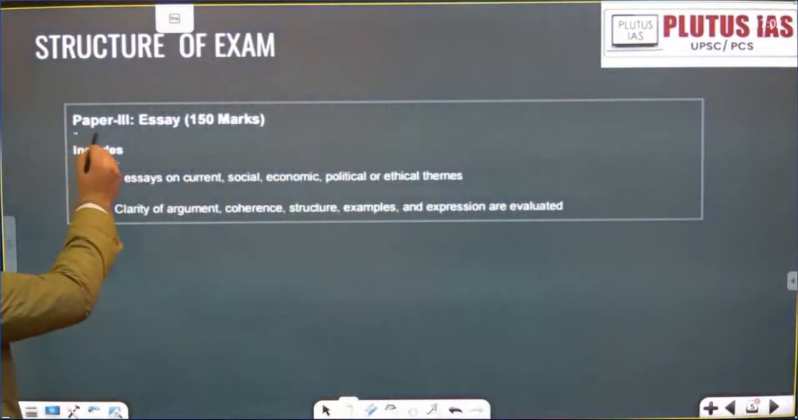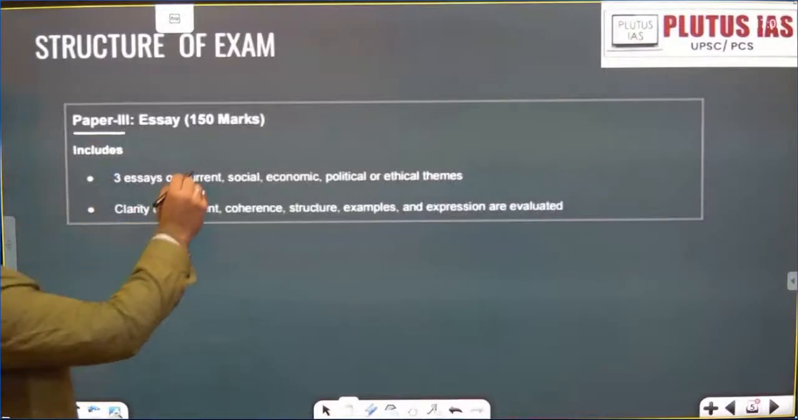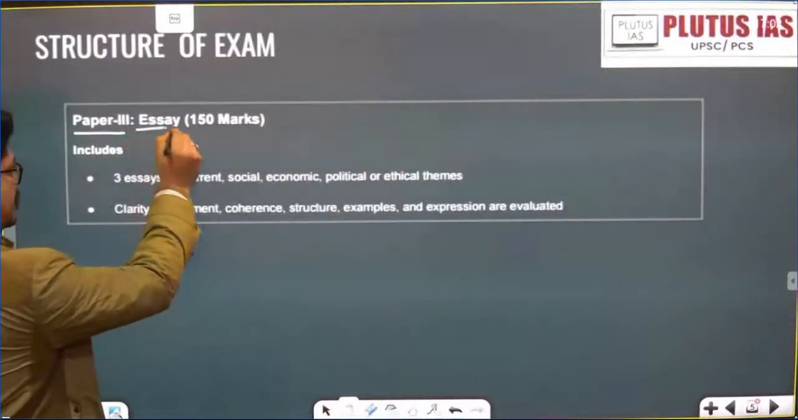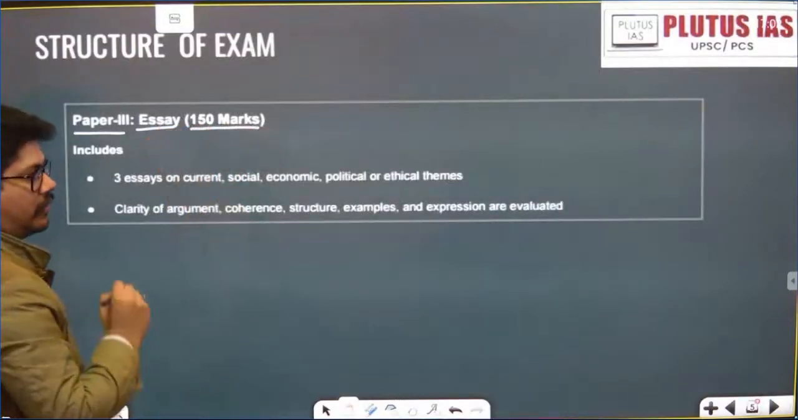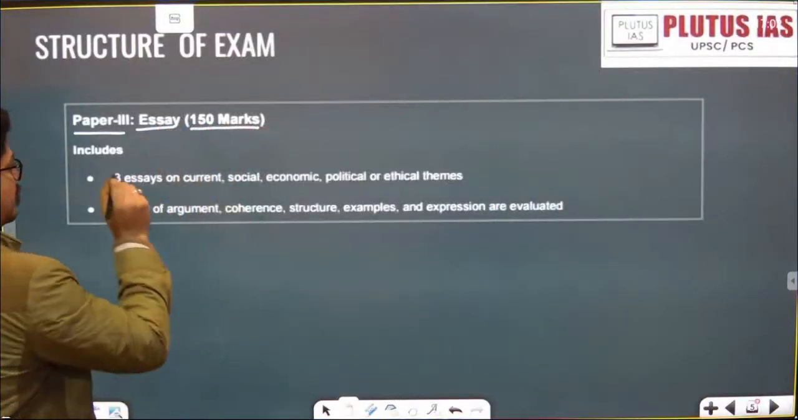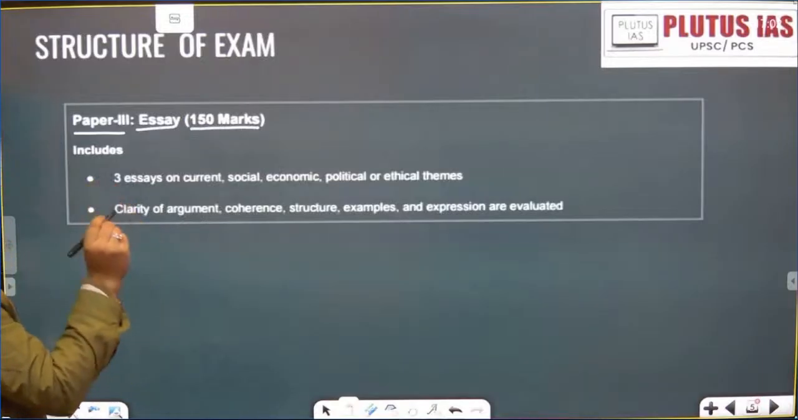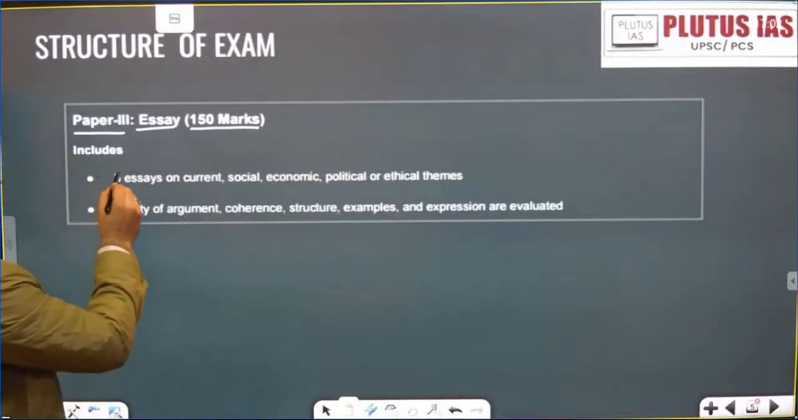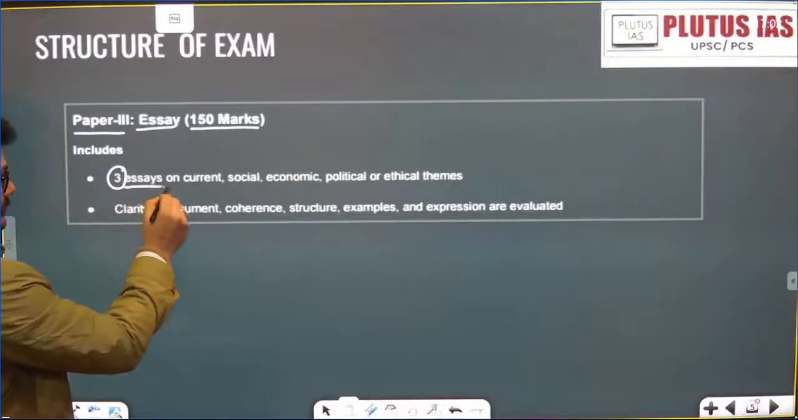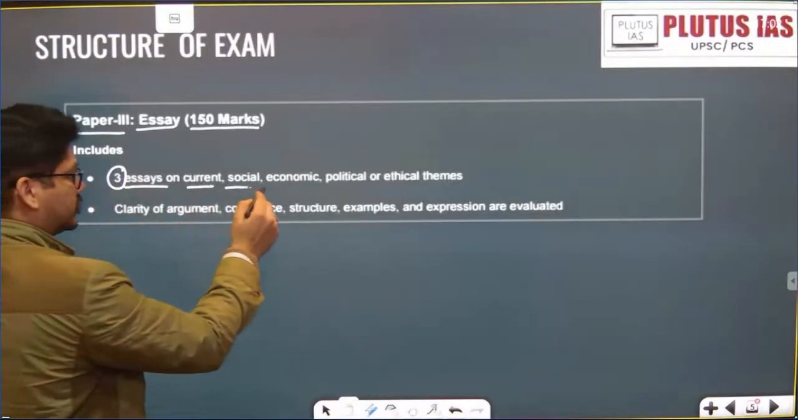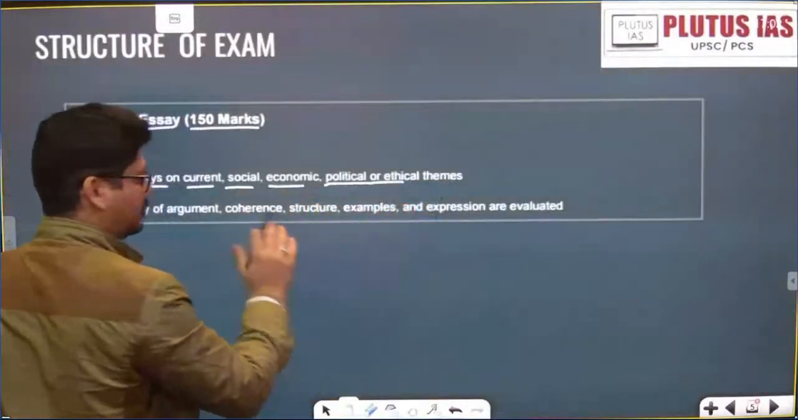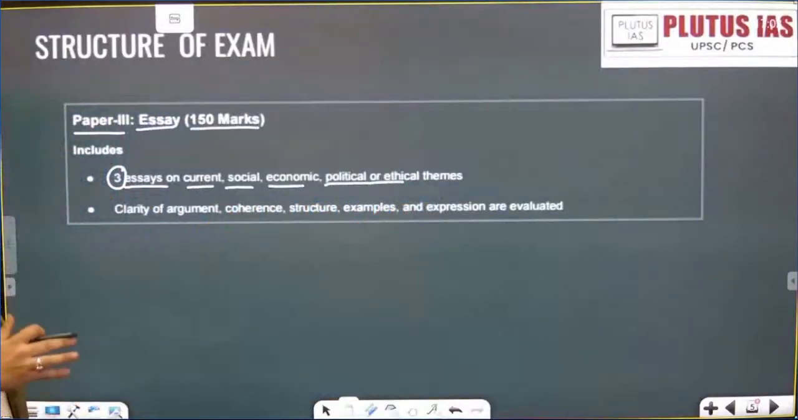Paper 3 is a caveat in this exam: the essay. First of all, it is of 150 marks, unlike your UPSC exam. And unlike the UPSC exam in which you have to write 2 essays, here you have to write 3 essays. The essays would pertain to current social, economic, political, and ethical matters. You have to choose between a number of essays, but you have to write 3 essays.